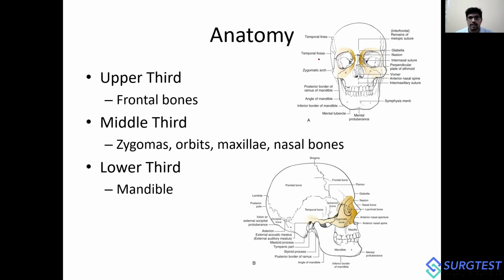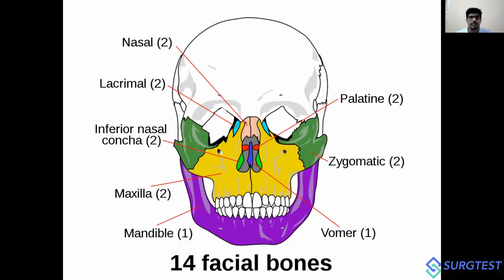Under the anatomy of the facial bones, we have to know the classification. We have the upper third, which is formed by the frontal bones. The lower third is formed by the mandible. In the middle third, we have the maxilla, and laterally the zygoma. In the medial part, we have the nasal bones or ethmoidal bones. We have 14 facial bones. Among them, the mandible and the vomer are the individual bones. Apart from those, the rest of the bones are paired bones.